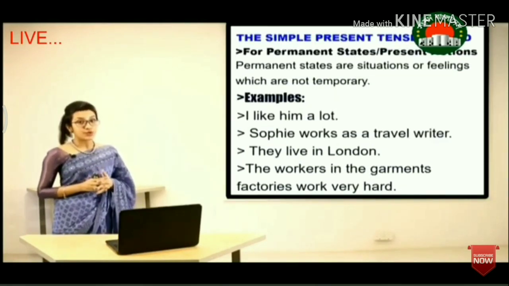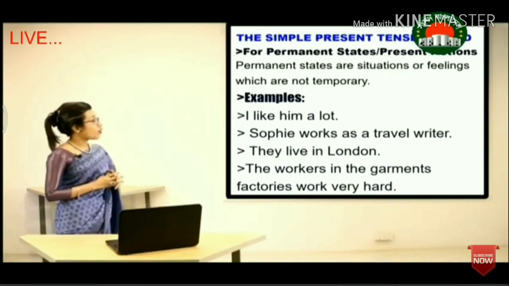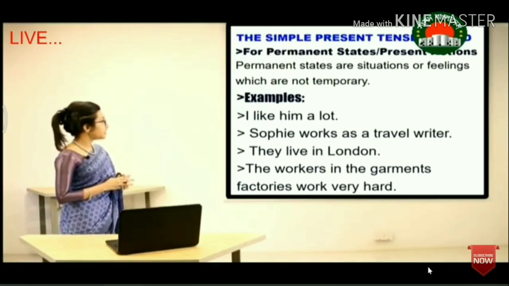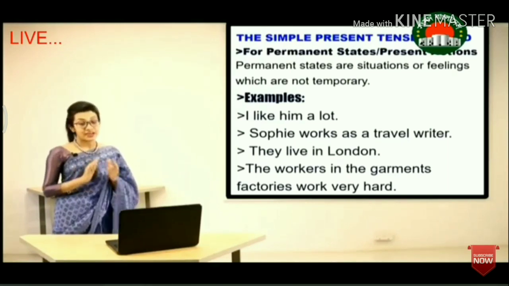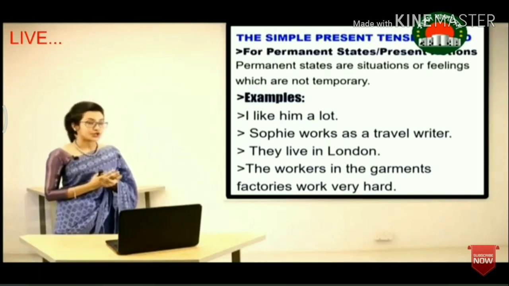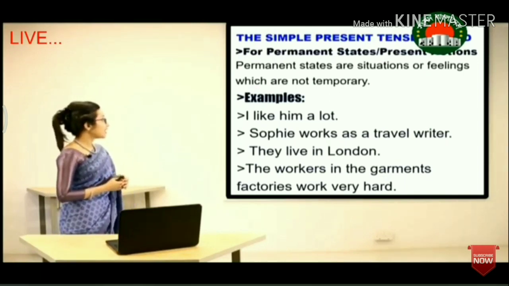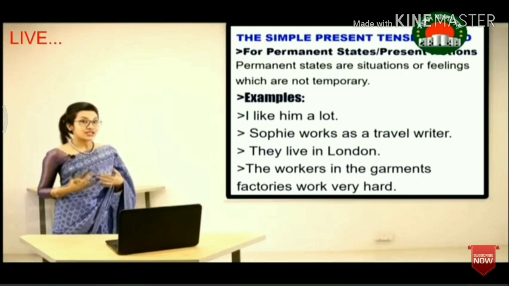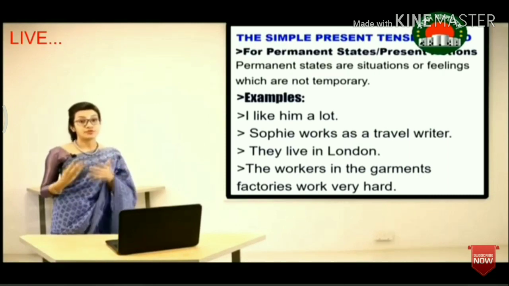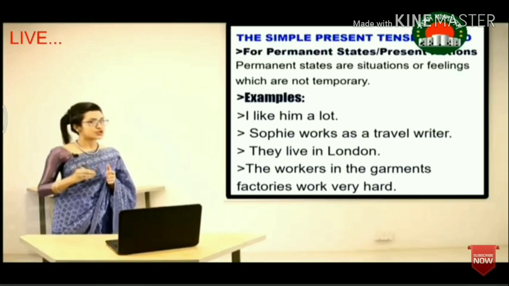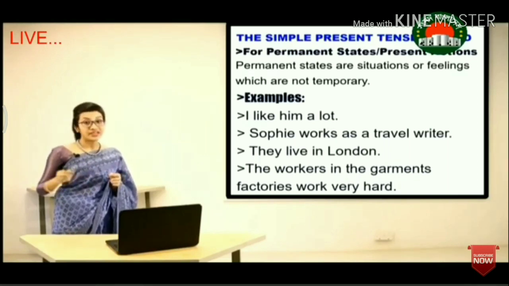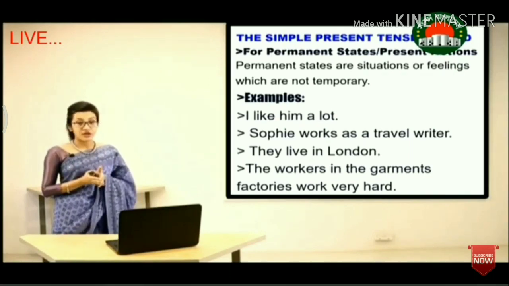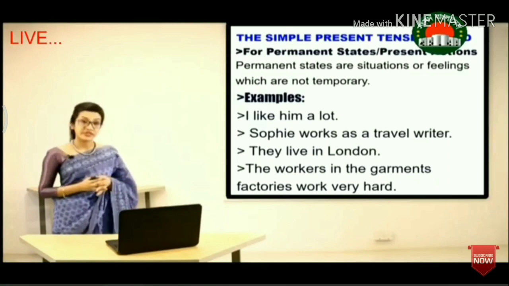Simple present tense can also be used for permanent states or for present actions. Permanent states are situations or feelings which are not temporary. That means something that is permanent in nature. For example, I like him a lot. Sophie works as a travel writer. As you can see here, we have talked about Sophie's profession. Profession is something that is not temporary. That means she is doing it every day and it is a part of her daily life. This is our present action. For this reason, we have used simple present tense here.